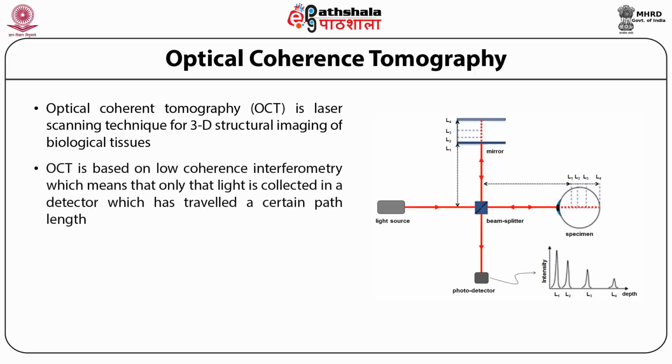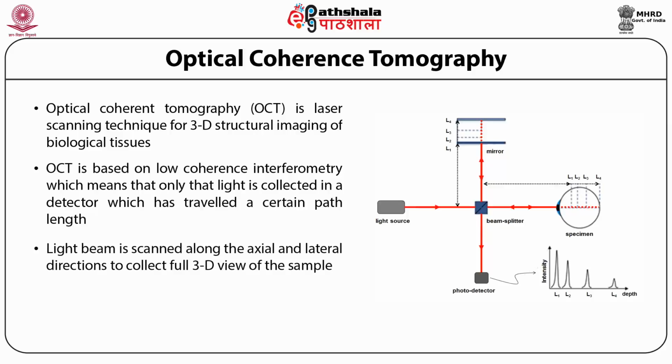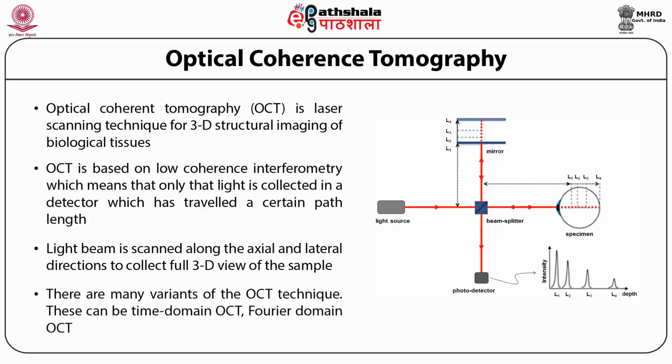The optical coherence tomography is based on low coherence interferometry, which means that only that light is collected in a detector which has traveled a certain path length. The light beam is scanned along the axial and lateral directions to collect a full 3D view of the sample. And there are many variants of the optical coherence tomography technique. These can be techniques in time domain and in Fourier domain.